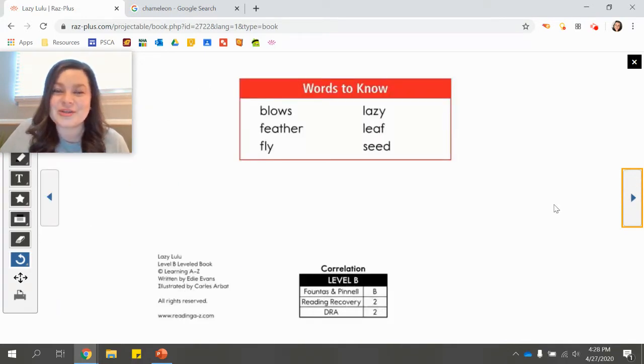Let's go over some words that we need to know before we start reading. I will say the word first and you repeat after me. Blows, feather, fly, lazy, leaf, seed.